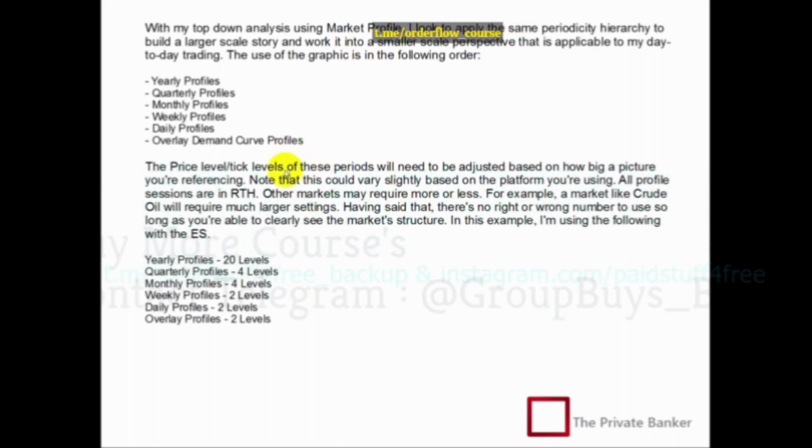Because we're looking at such large time frames, we need to adjust the price levels that we use in looking at these graphics. For example, on the yearly profiles, these are huge levels. This is for the ES, and of course these will change across different markets based on their ranges. It could be platform specific as well, but with Sierra Chart, which is the platform that I use, I prefer to use 20 price levels for the yearly profiles. Again, we aren't looking for small detail specific levels. These are more or less just bigger picture context.